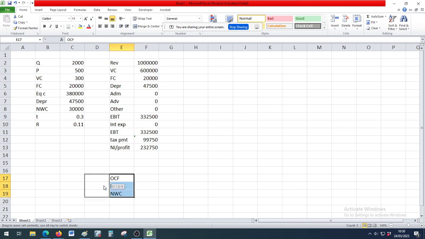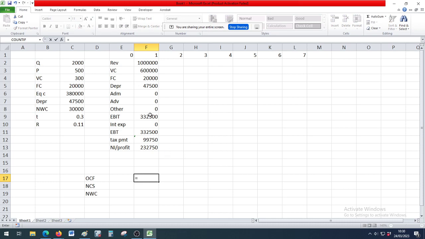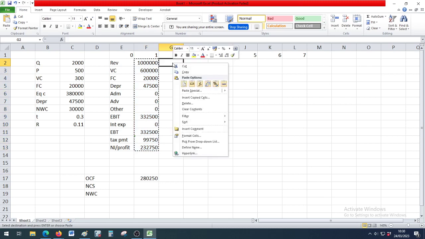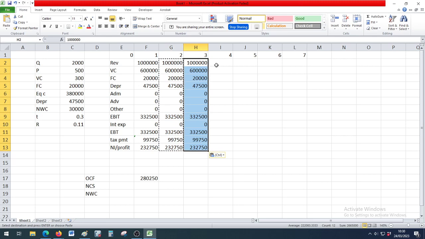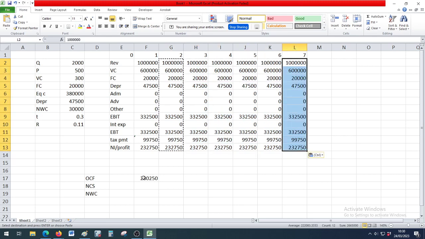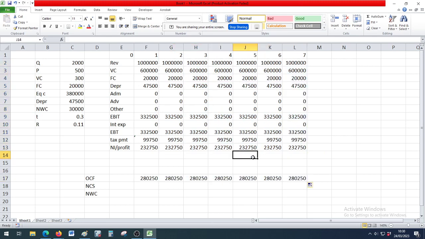Now let me move it a little bit here because this will be year 1, year 2, year 3, year 4, year 5, 6, 7. We also need year 0 because at the beginning we have to buy the equipment. So this is year 1. Operating cash flow equals, right, EBIT plus depreciation minus tax. Bam. Okay, let's copy these numbers. Okay, copy this. There it is.